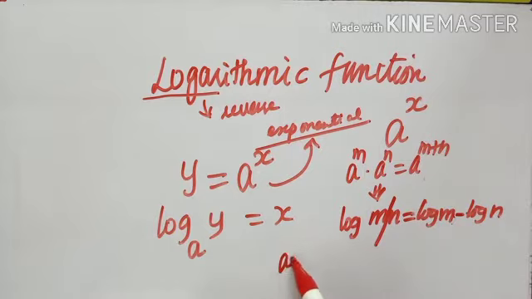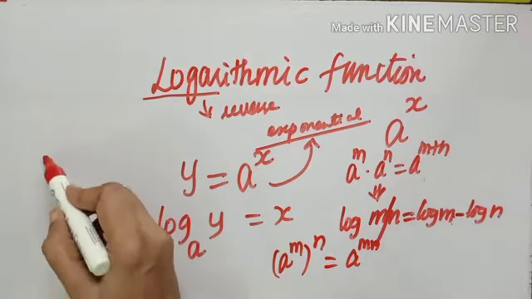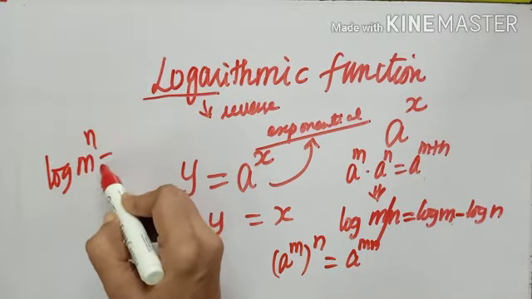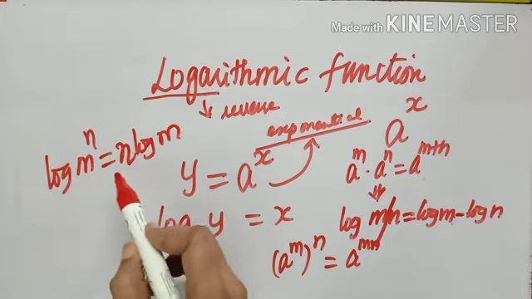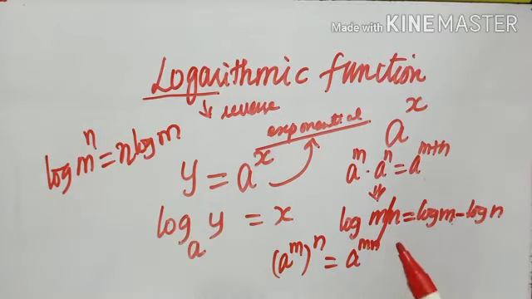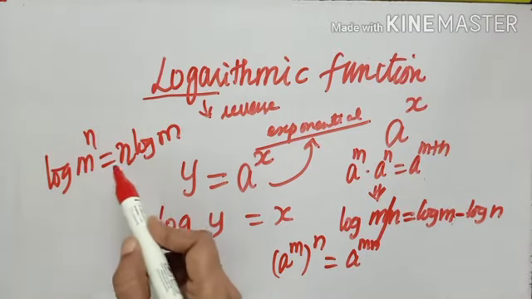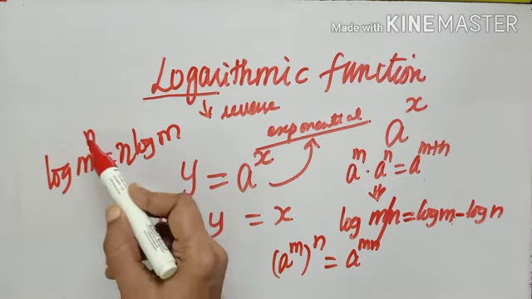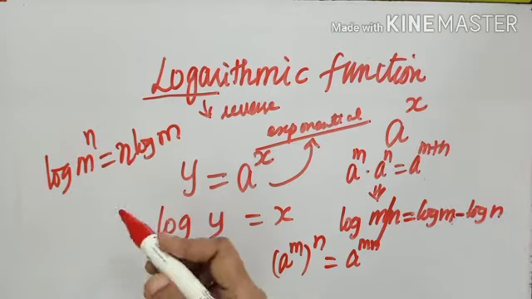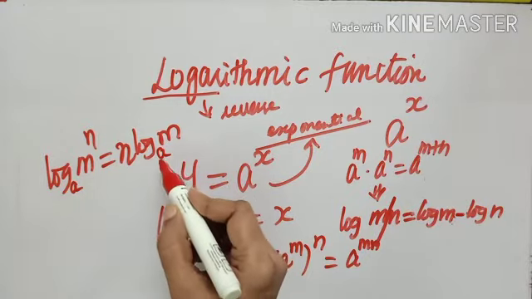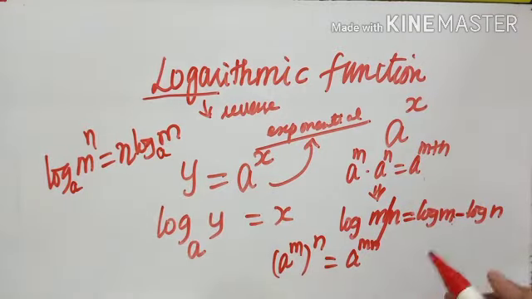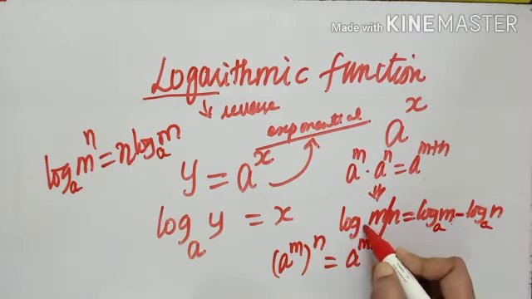We have a power m, the whole power n, where we multiplied. The same idea: log m power n will come as n log m. So we have three important properties: multiply, add the logarithms; divide, subtract the logarithms; the power will come in front. So log m power n will be n log m. The base they will mention in the question. It can be any number, 2, 3, 4, like that. Everywhere put the same base.